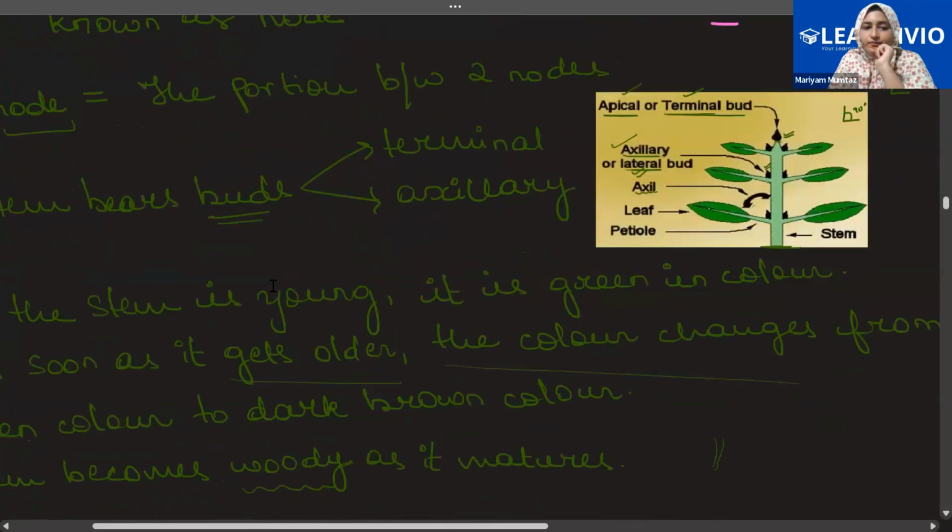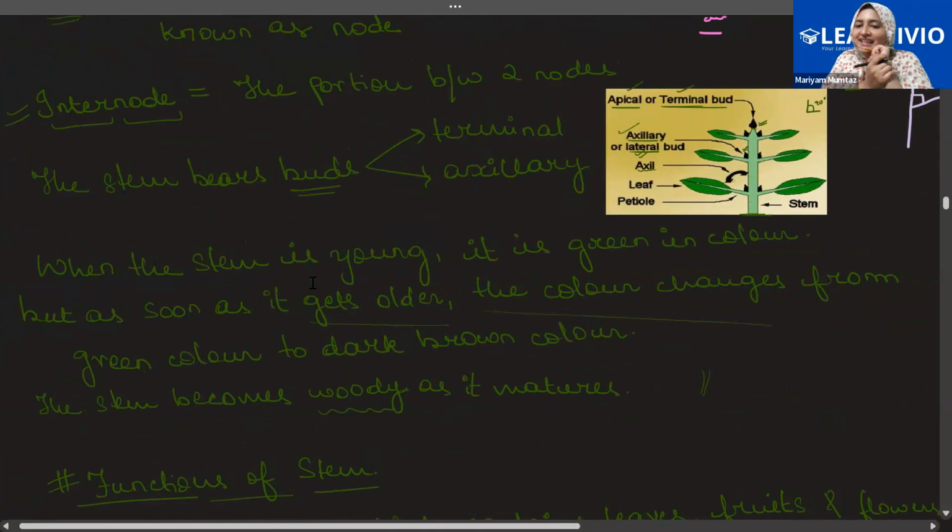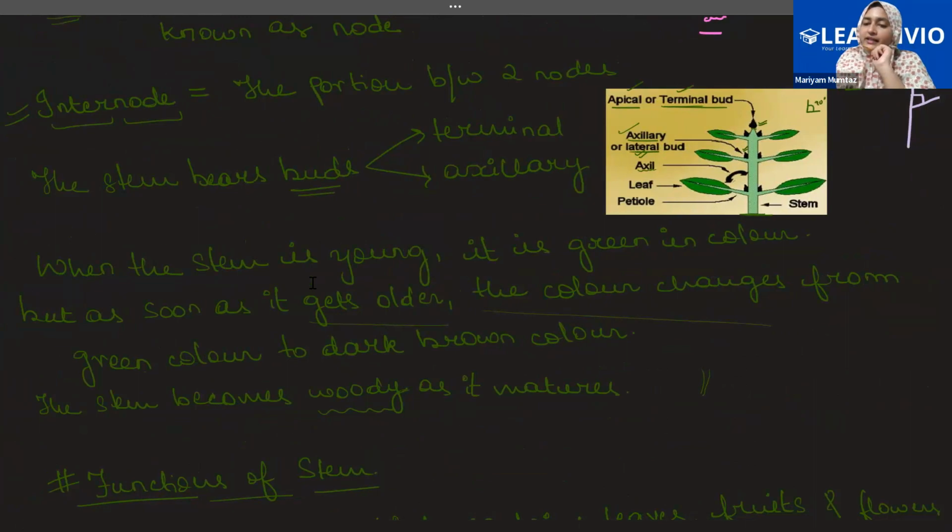All right. Now, whenever the stem is young, it is green in color. Why is it green in color? Why not any other color? Because it doesn't have bark. Because it has parenchyma cells. No. Think about the pigment. Chlorophyll? Yeah, chlorophyll. All of you know about chlorophyll, right? So the stem is green in color because of the presence of chlorophyll in it, right?